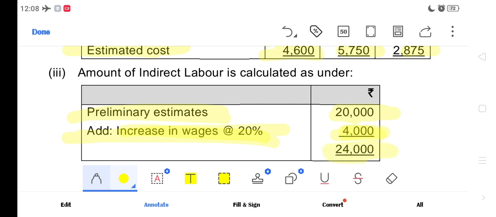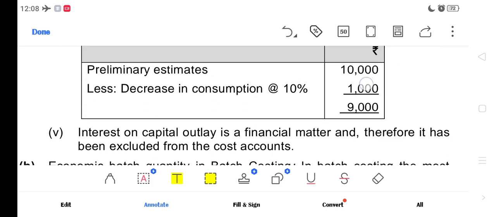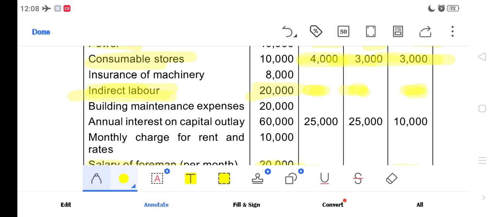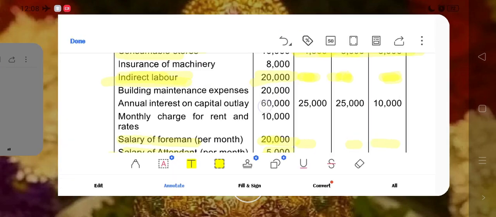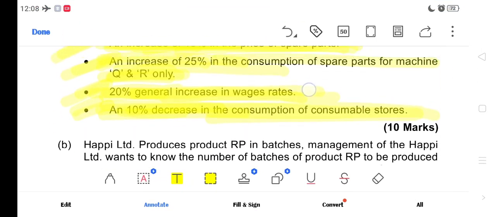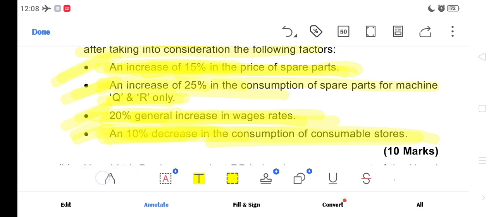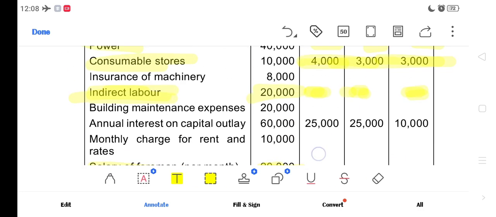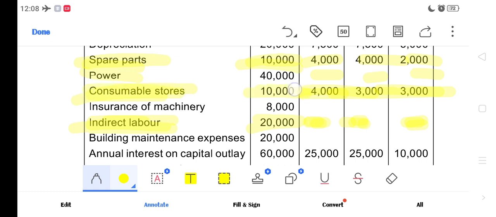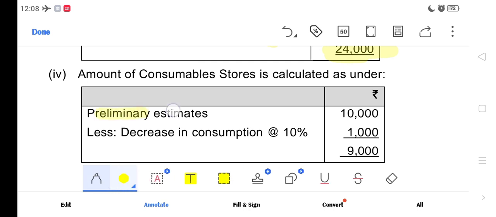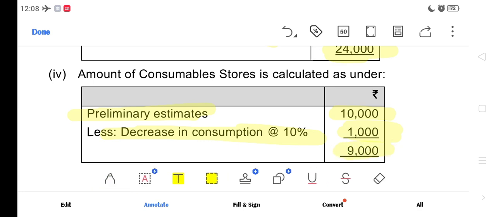They haven't given any proportion. No, so he has done for the total only. Now lastly here, where is this last one, which is a 10% decrease in consumption of consumable stores. So where is this consumable stores? Yes, here. So consumable stores 10,000 is there. Preliminary estimate is 10,000. Now decrease in consumption is 10%. So if you do 10% on 10,000 you get 9,000. So this is about consumable stores.